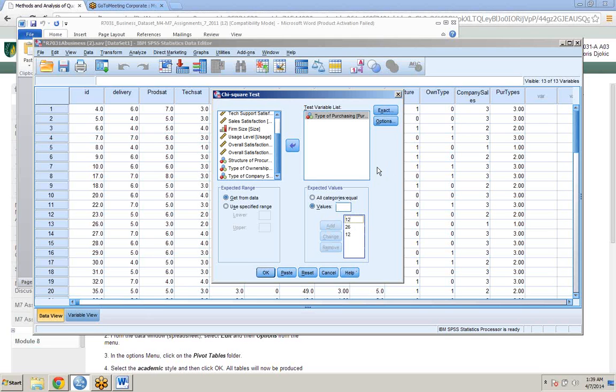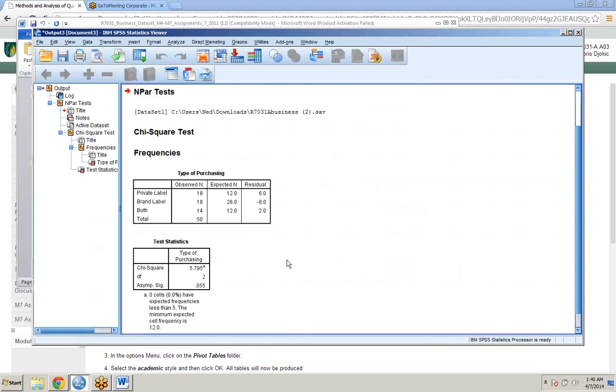And are there any other options? Observe the expected value and the test of statistical significance. I think we're in good shape. So we're going to click OK here and interpret the results of the chi-square test.